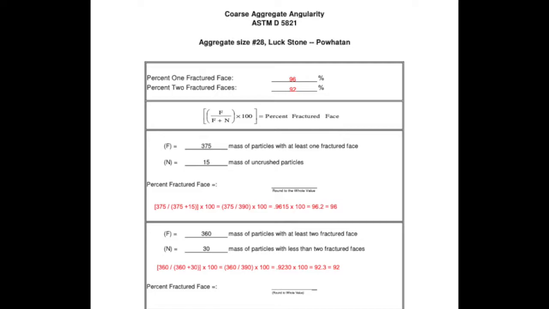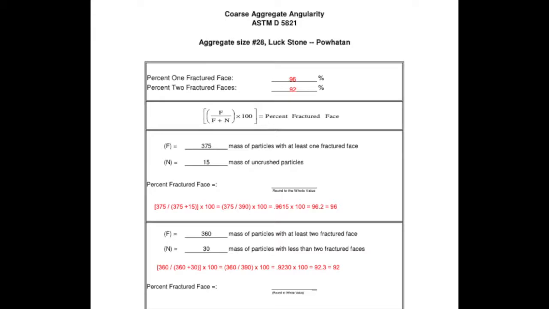So let's get started with the math calculation portion of the aggregate properties. The first one we're going to cover is the coarse aggregate angularity. At the top of the page, you'll see a value for the percent one fractured and percent two fractured faces. The formula for this calculation is at the top of the page. So let's cover the percent fractured one face, F representing the total mass of particles with at least one fractured face, and N representing mass of uncrushed particles.